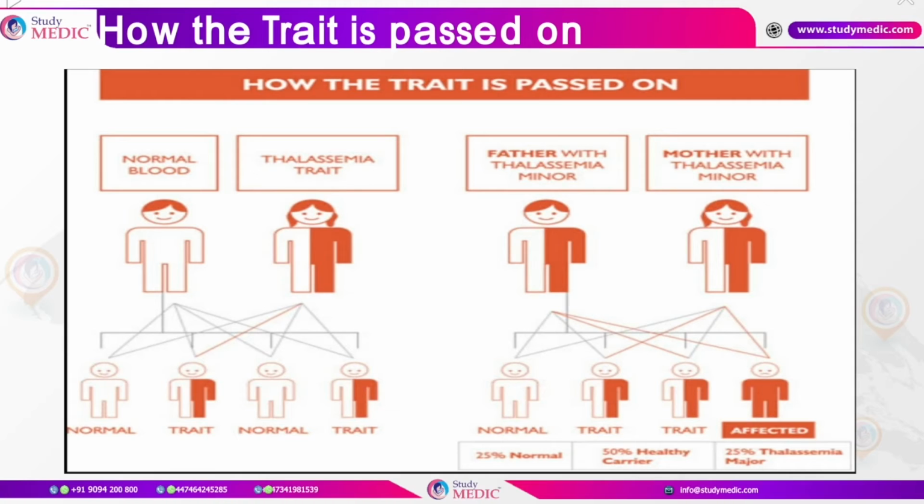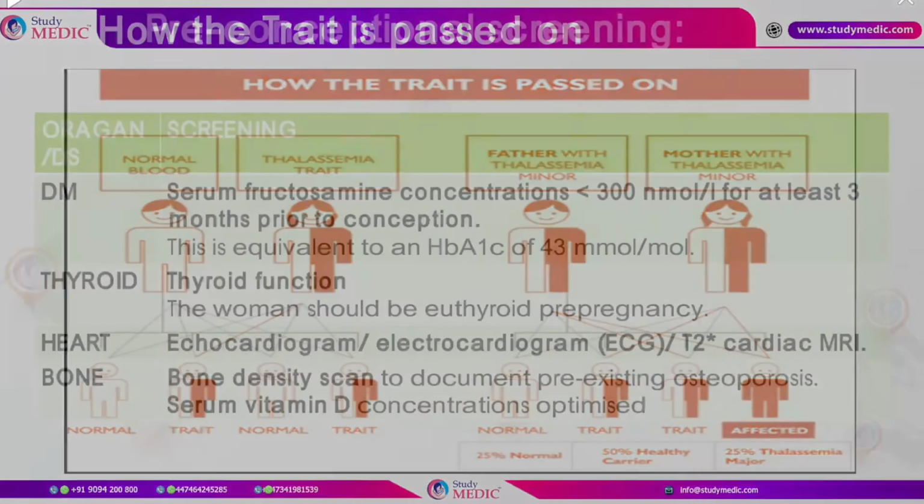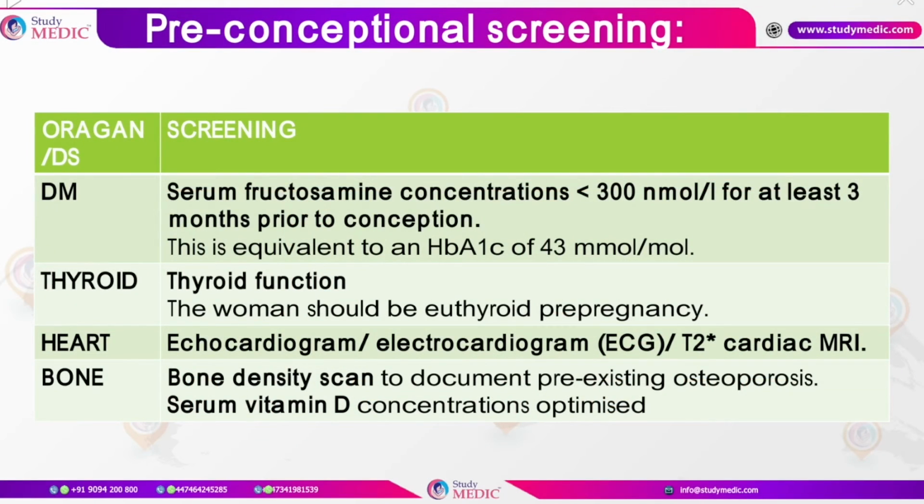This is how the trait is passed in an autosomal recessive condition. Understand, if the father is a carrier and the mother is also a carrier, then there is a 25% chance that the child may be normal, 50% chance that the child may be a carrier, and 25% chance that the child may be affected with the condition. So certain preconceptional screening will be required over here in terms of organ damage.